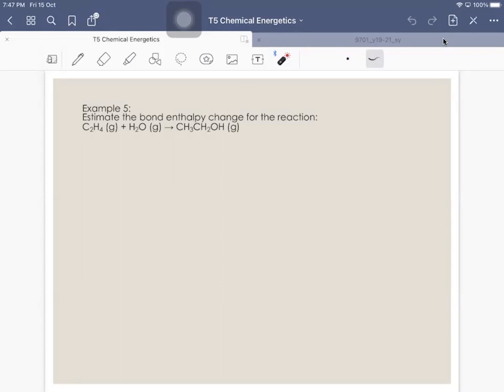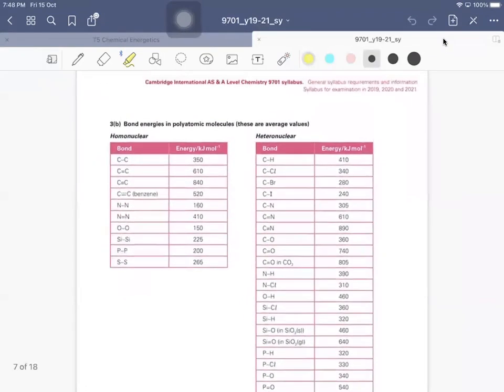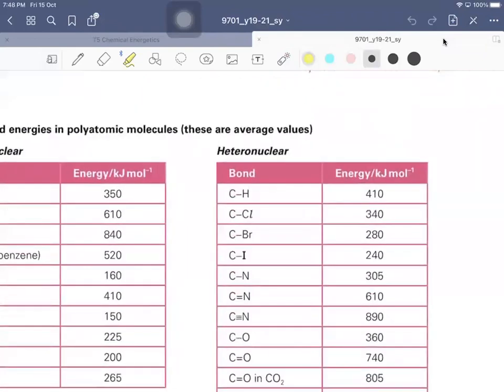Okay, so moving on with example number 5, it says to estimate the bond enthalpy change for the reaction. So the key word here is estimation. There are no other enthalpy change values given to us, and we know that we can find enthalpy change from bond energy values. If you remember, I've mentioned that bond energy values are average. It is even mentioned in the data booklet.